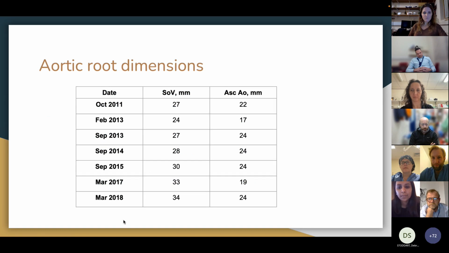From her previous notes, I found out that her aortic root dimensions had been fairly stable from 2011 to 2014, with a sinus of Valsalva measuring 27 to 28 millimeters and an ascending aorta of 22 to 24. But you can see from 2015 to 2018 that there had been progression in the measurements, particularly of the sinuses of Valsalva. Unfortunately, I didn't have any information about her aortic root dimensions between 2018 and 2021, as she had DNA'd her clinic appointments back in Dundee.